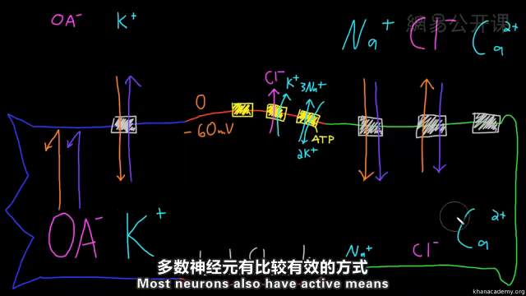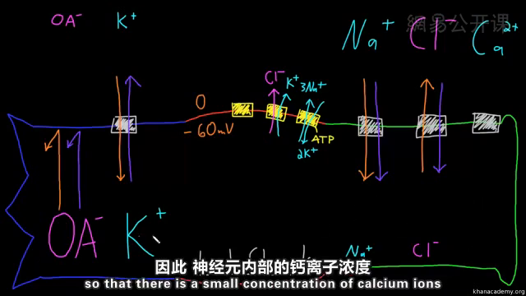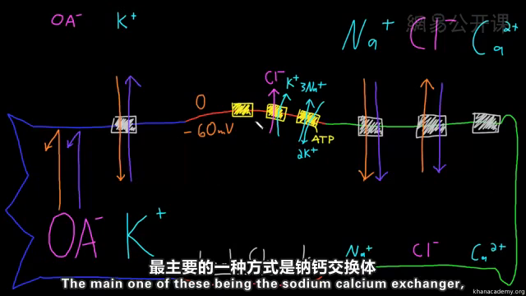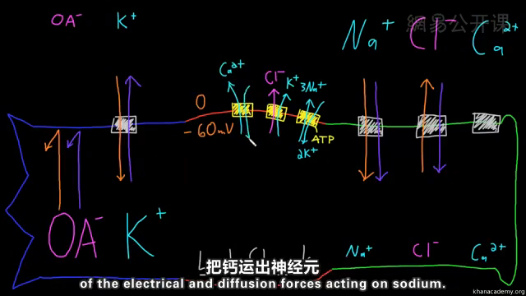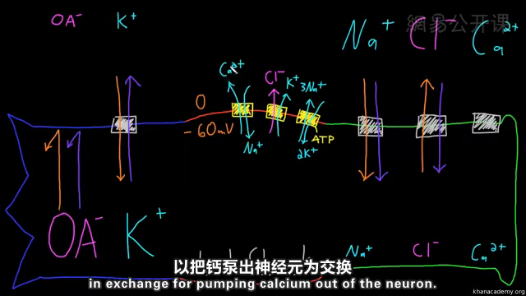Most neurons also have active means to decrease the intracellular concentration of calcium, so that there is a small concentration of calcium ions inside the neuron compared to the outside of the neuron. The main one of these being the sodium-calcium exchanger, which I'll show right here, that drives calcium out of the neuron by harnessing the energy of the electrical and diffusion forces acting on sodium, so that the calcium-sodium exchanger allows sodium to enter the neuron in exchange for pumping calcium out of the neuron.